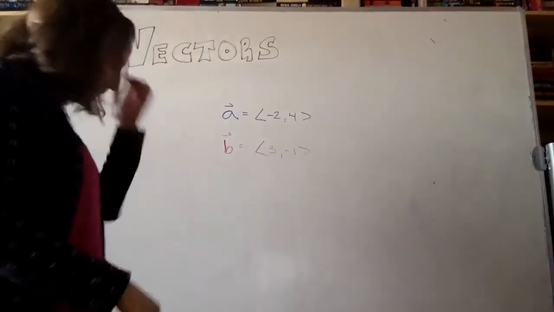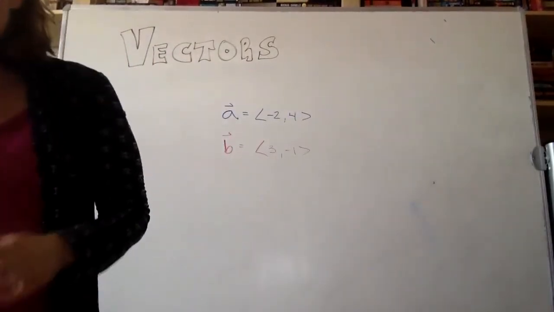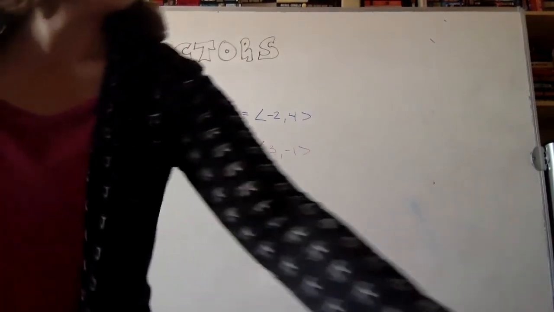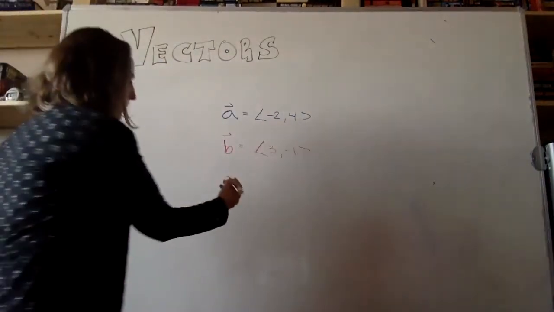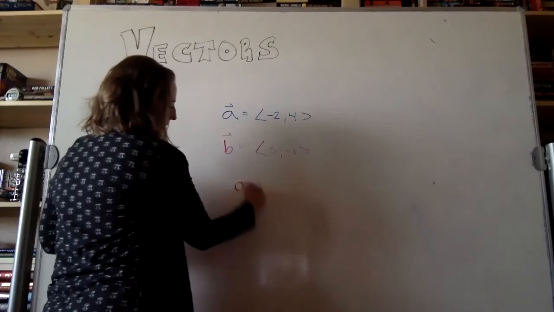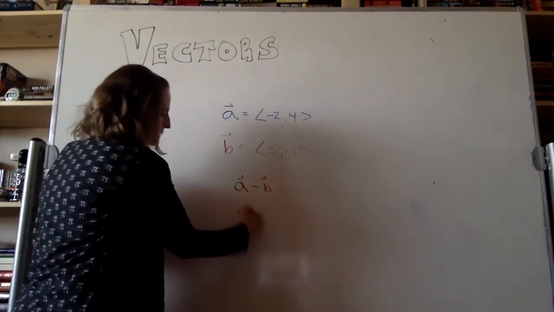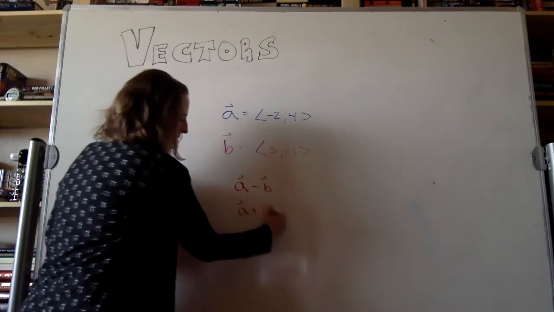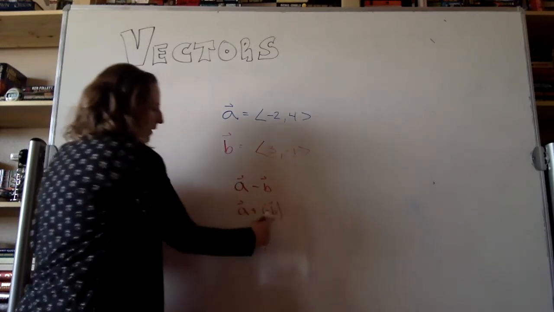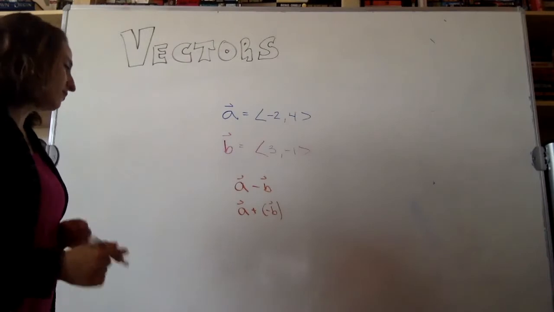All right, now let's think about subtraction. If I want to subtract a vector that's in its component form, okay, I can think about something like A minus B. Remember, the easiest way to think of that is A plus a negative B. And then the real question is, how do we get a negative B?